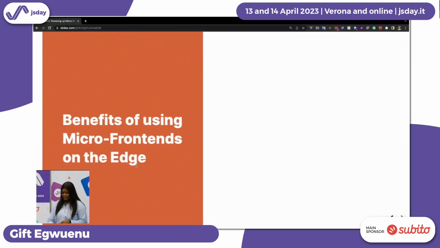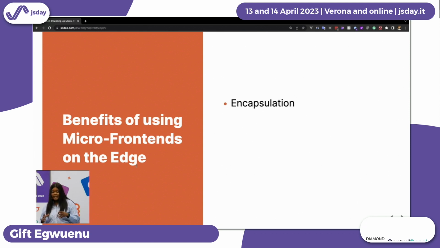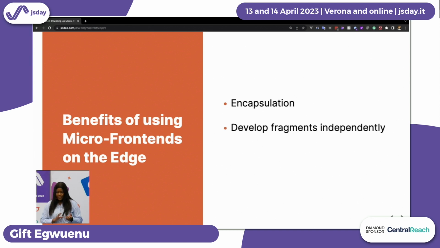The first is it helps with encapsulation. Your fragments are entirely encapsulated, meaning that you can control them and make them available to other fragments if you would like to. Another important benefit is that you can develop fragments independently. Like I showed you in an example where you have a single page application and a header fragment, and that is actually deployed independently.